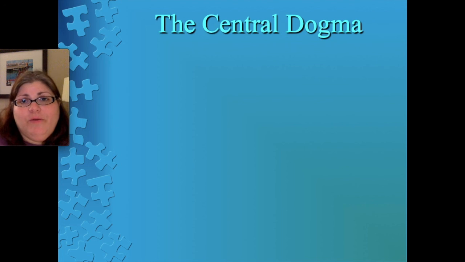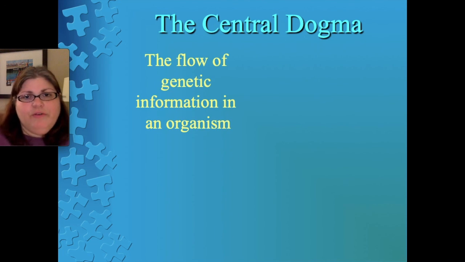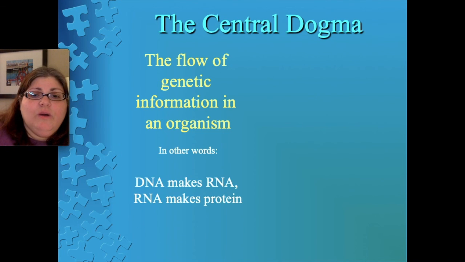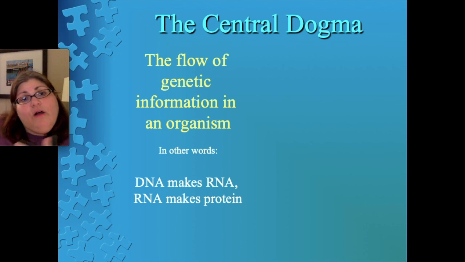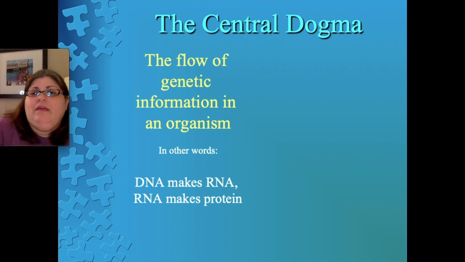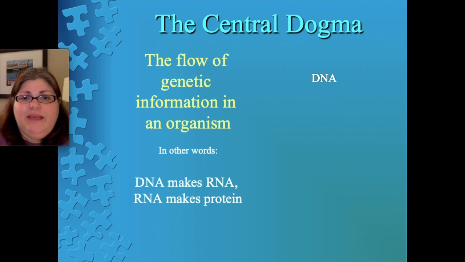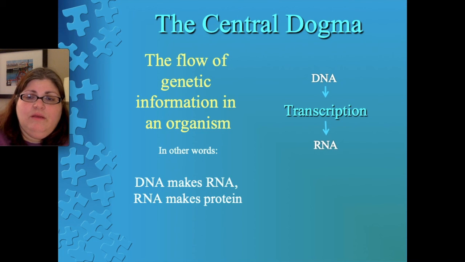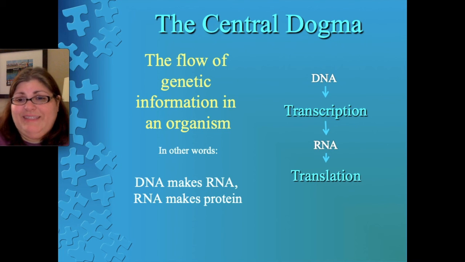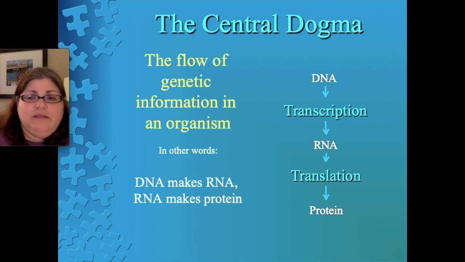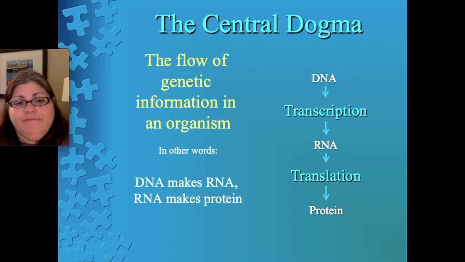One last thing before we finish up. Sometimes this process is called the central dogma, and that refers to the flow of genetic information in an organism. Or in other words, going from DNA making RNA and then RNA making protein. And just to review, DNA makes RNA through the process of transcription. And then RNA gets translated to protein through the process of translation.